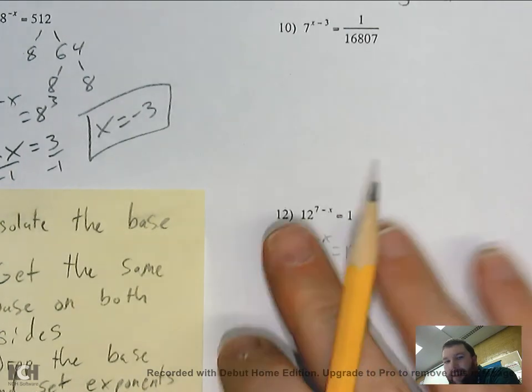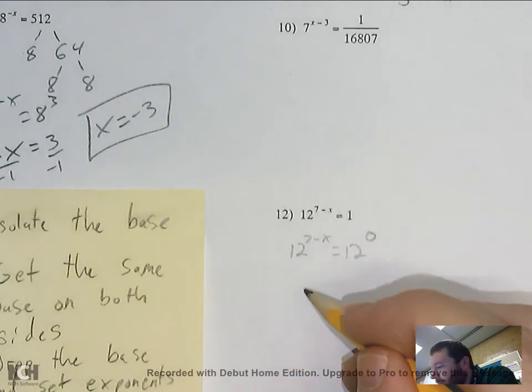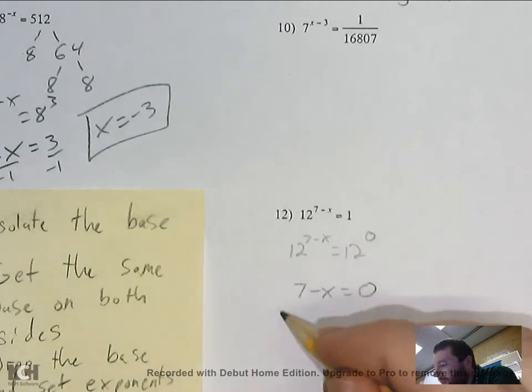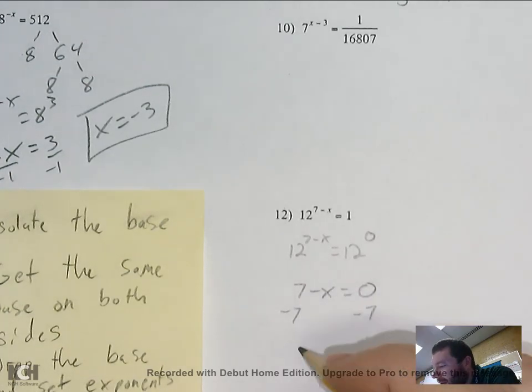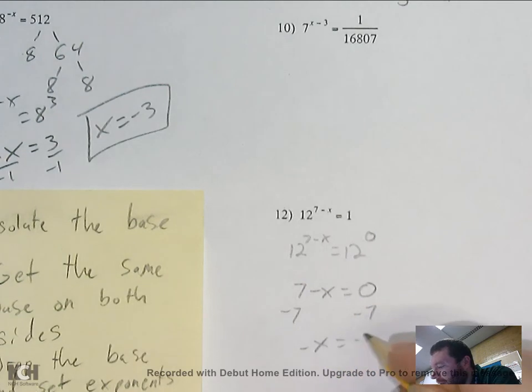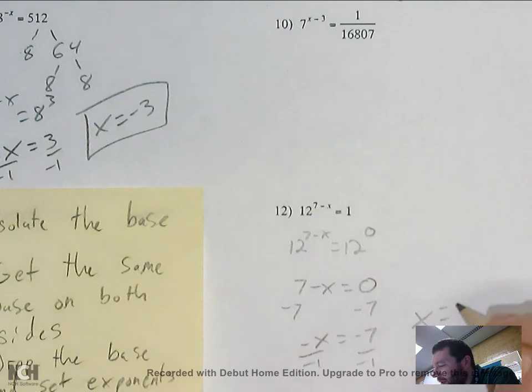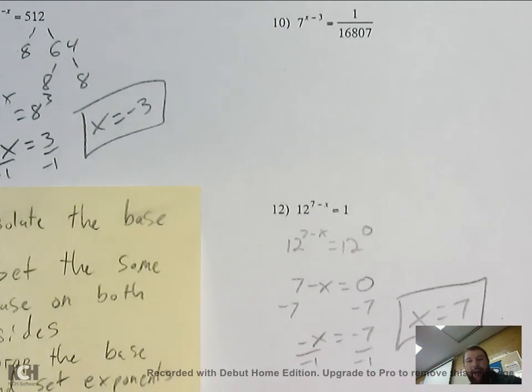Now they have the same base. Going to drop the base, set the exponents equal to each other. Gives me 7 minus x is equal to 0. Minus the 7 gives me negative x is equal to negative 7. Divide by the negative 1, and x is equal to 7. And that is my answer.